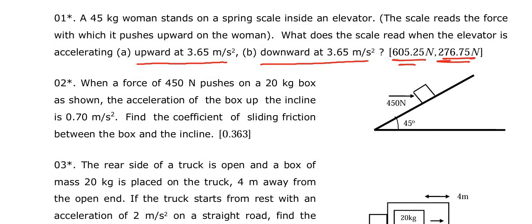The second question, they're saying, when a force of 450 pushes on a 20 kilogram box as shown, so we are pushing it at this point, by the way. Then they're saying the acceleration of the box up the incline. So this thing is going to go up the incline. That's the direction. The acceleration is 0.7 meters per second squared. Find the coefficient of sliding friction between the box and the incline. So we're looking for friction.